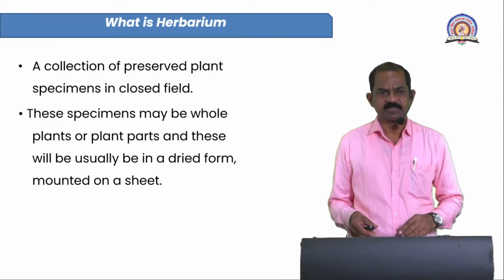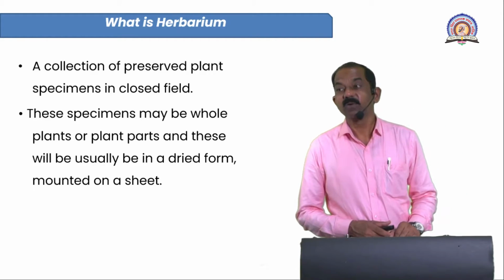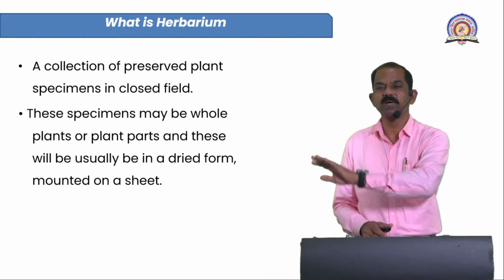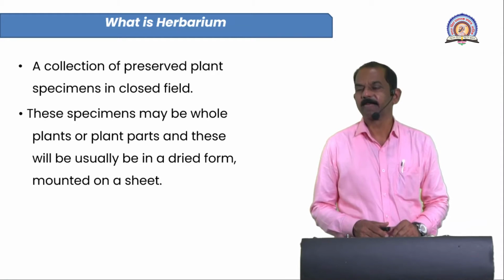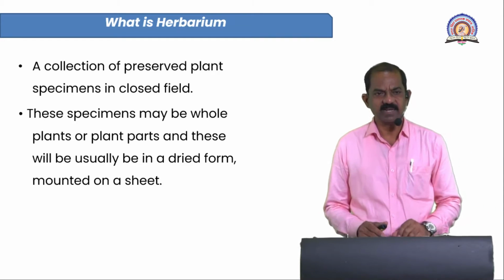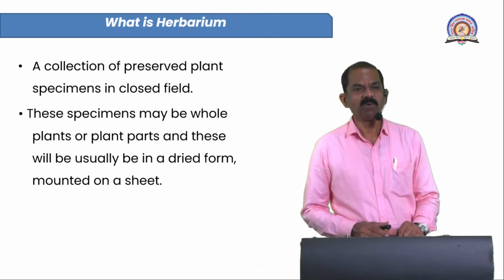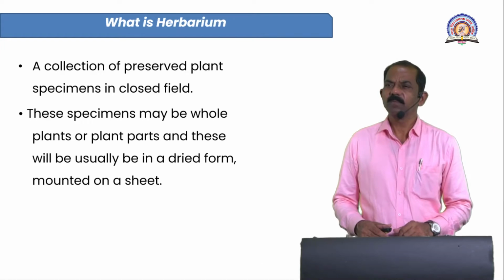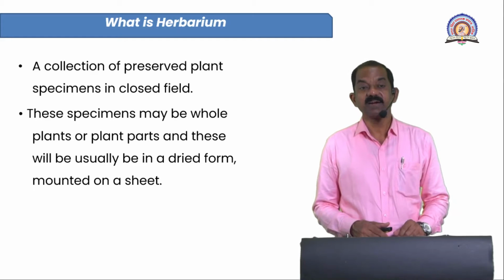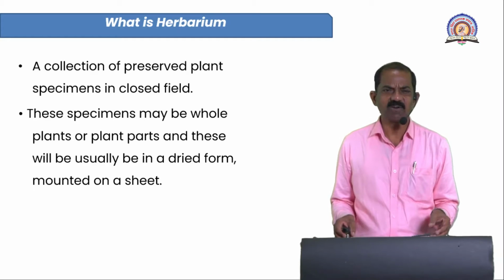Then the next point: what is a herbarium? A collection of preserved plant specimens in a closed field, meaning in a room with the help of a specific herbarium cabinet. These specimens may be the whole plant or parts of the plants. This will usually be in dried form, mounted on a herbarium sheet.